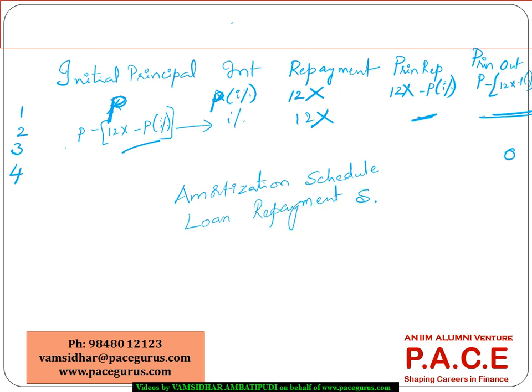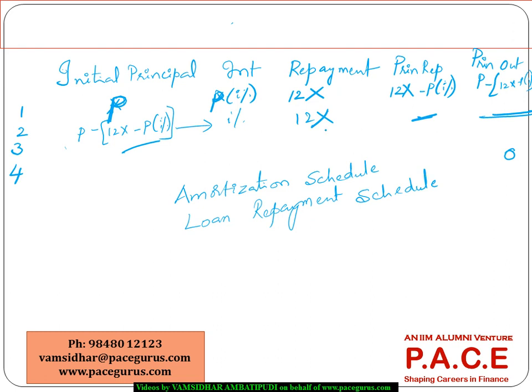Right, so we have an example where we make up this entire schedule and try to demonstrate how we compute the interest for each of the periods, repayment. Based on the repayment, how do we compute the principal contribution of each of the payments, and what is the outstanding principal at the end of each of the periods.